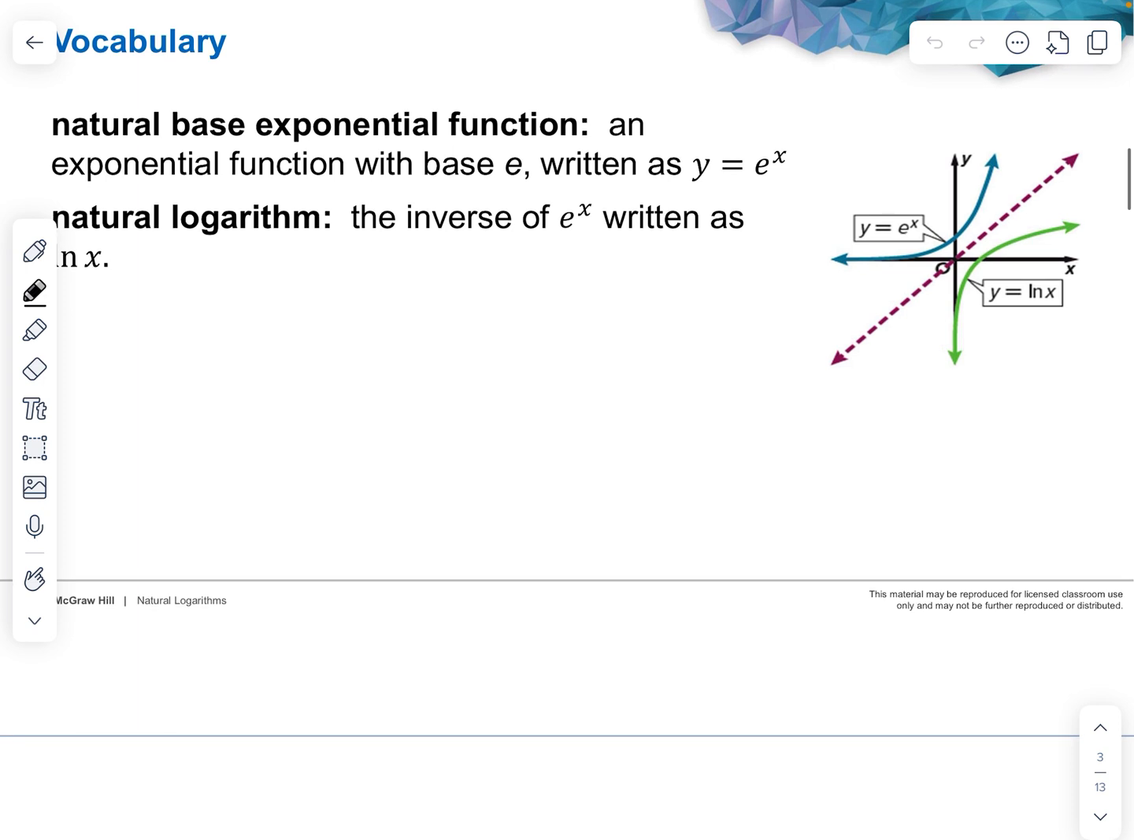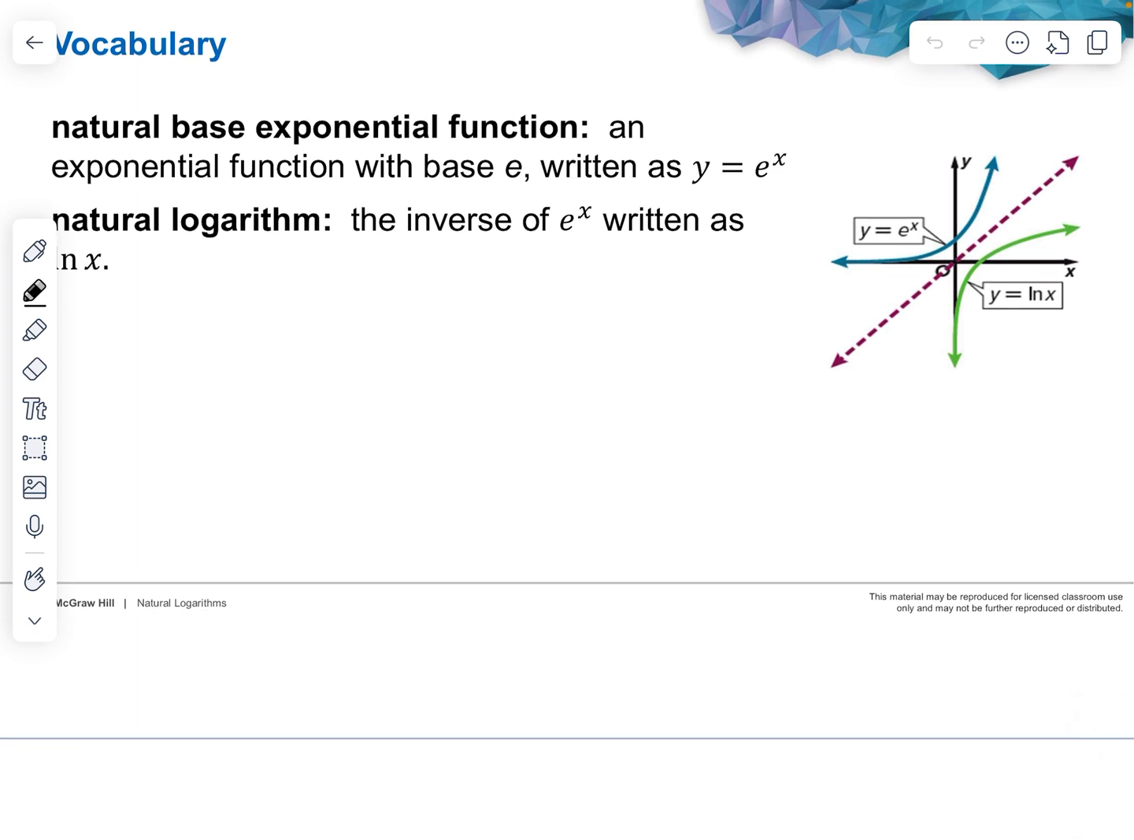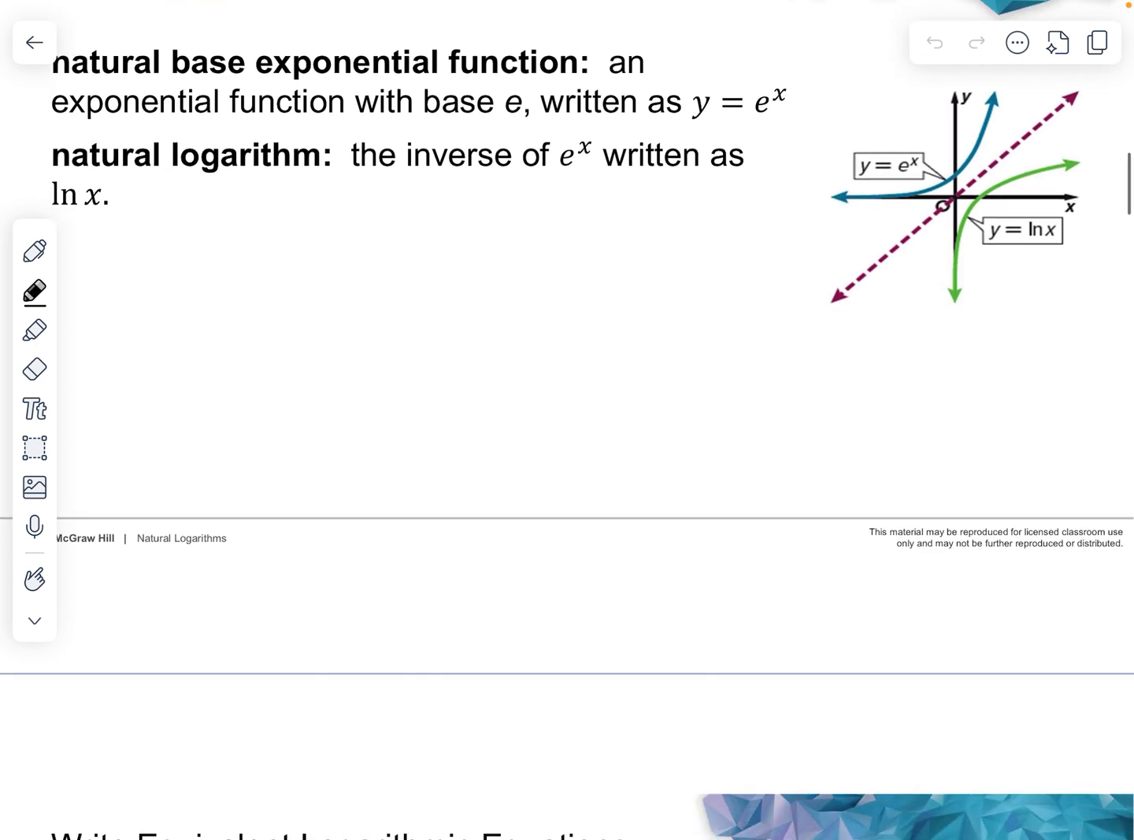To vocabulary: natural base exponential function, an exponential function with base e written as y equals e to the x. And e is not a variable, it is a constant, it has a value. A natural logarithm, the inverse of e to the x, is written as natural log of x.